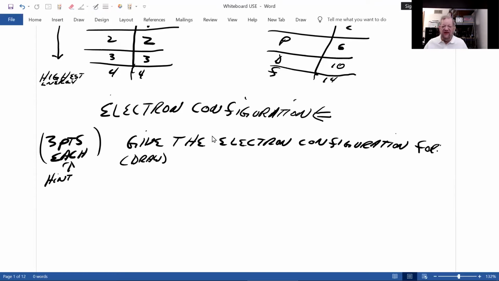And give the electron configuration for, let's do one. I'll do this one. And you know I'm going to share the fun, because these are fun. Oxygen. Well, what do you do? Well, in order to do the electron configuration, you have to know how many electrons oxygen has.